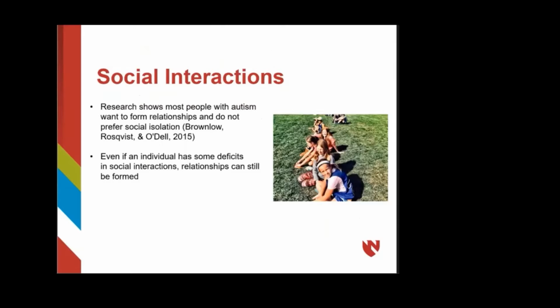So it's so important to work on social skills so individuals can maintain social interactions with others. Research shows, a study by Brownlow and colleagues indicates that most individuals with autism want to form relationships and do not prefer social isolation. So what this is telling us is even if an individual on the spectrum may be displaying some deficits in social skills, that does not mean that they are not motivated or they are not seeking out those social interactions with other people. So if there are some social interaction deficits, relationships can still be formed.